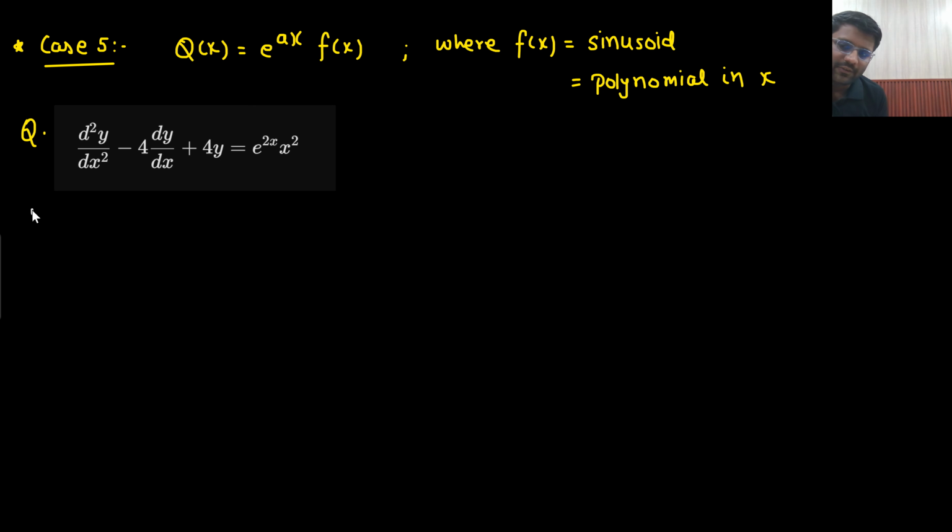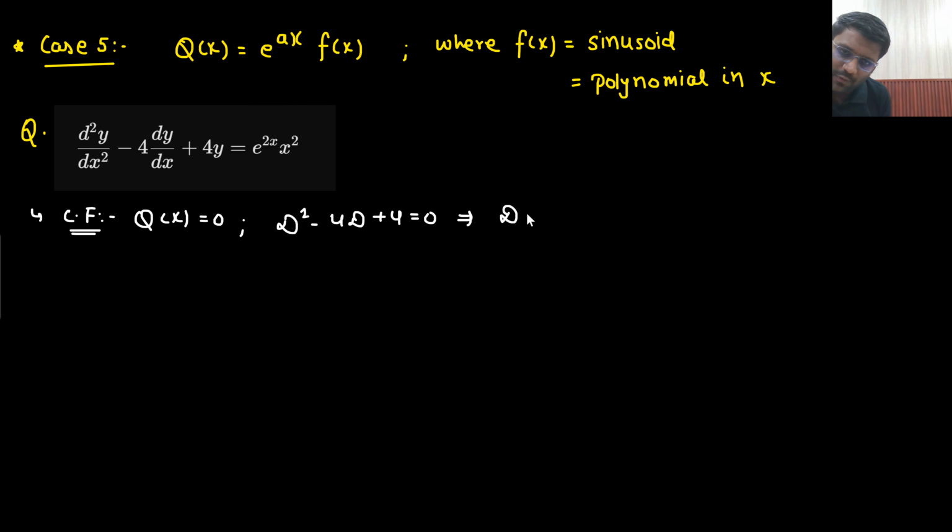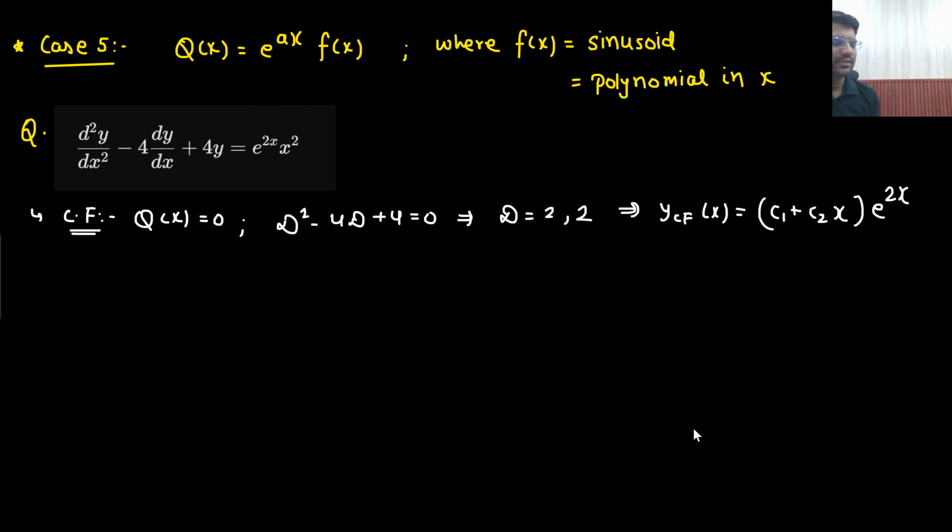First of all, CF, very straightforward. Complementary function, same method. Q of x you will put equal to 0. You will write down your characteristic equation, which will be D square minus 4D plus 4 equals 0. From there you will get the value of D equals 2, 2, and your CF will come out to be (C1 plus C2 x) e to the power 2x. This will be your CF.